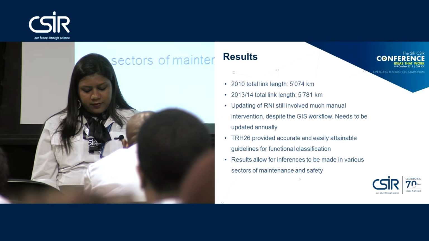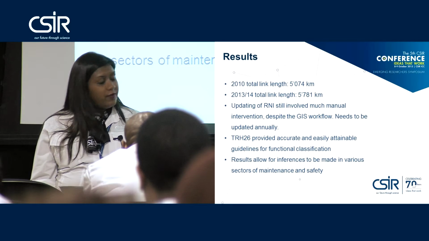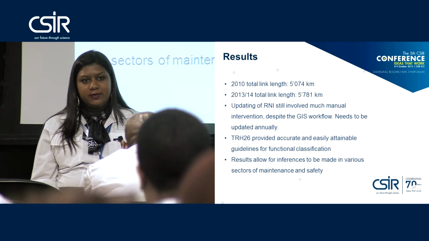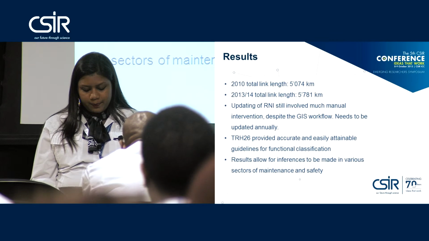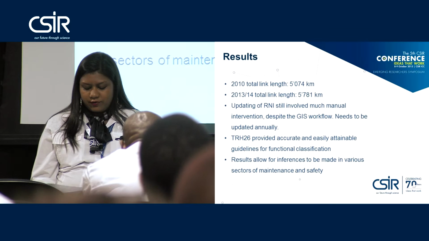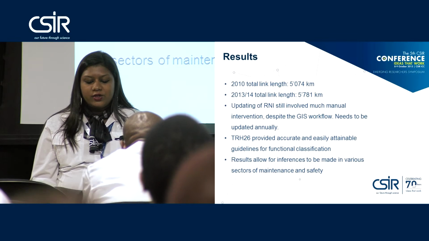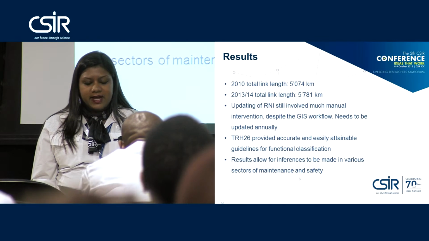The total length of provincial road links in 2010 was 5,074.2 kilometers, which increased by almost 14% in just 3 to 4 years. This highlights the dynamic nature of road infrastructure development and shows the importance of upgrading the RAMs annually.